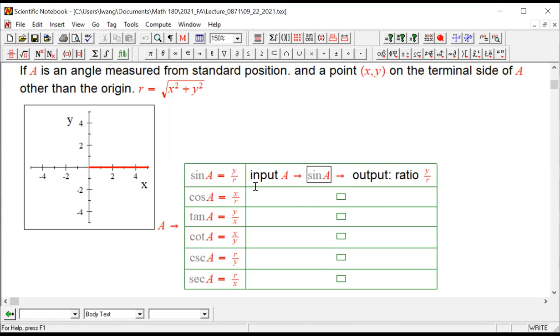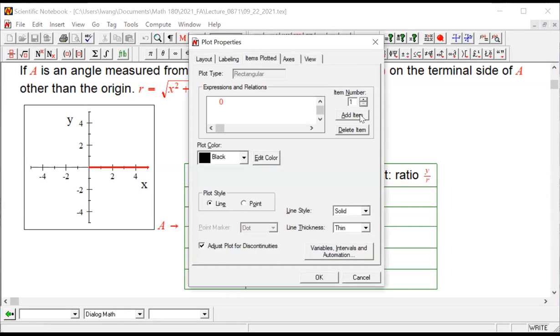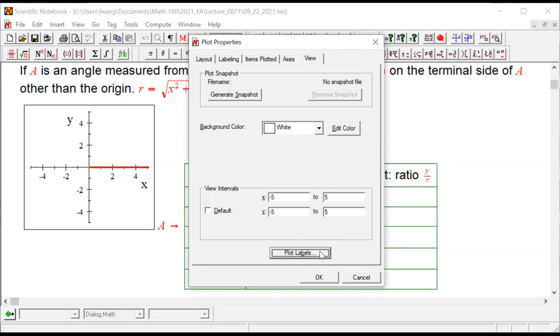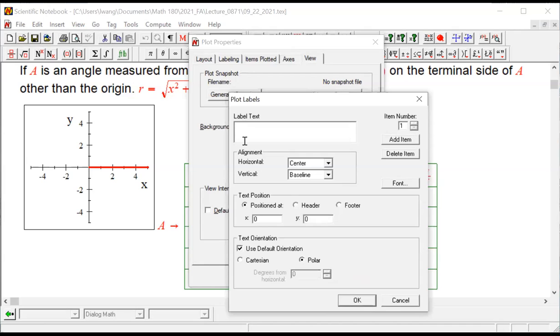Okay, so let's look at the sine definition. The input is A, and we have a rule for sine. What is the rule for sine? The rule for sine says the ratio. Okay, so let's put the points in place in the rectangular system. We're going to put a point in place, X comma Y. I'm just going to pick a place.